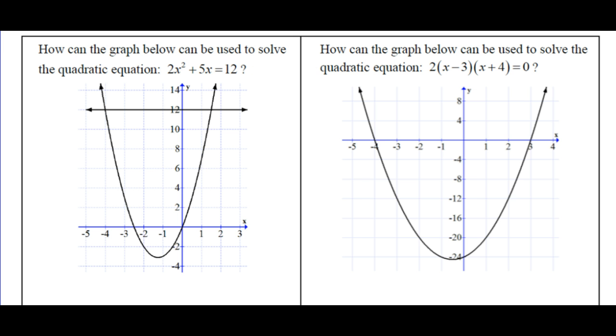Okay, we're caught up. How can the graph below be used to solve the quadratic equation 2x squared plus 5x equals 12? So what are we looking for on this graph? So I want you to, here, you can assume this is y equals 2x squared plus 5x. Okay. So if I have 2x squared plus 5x, how do I solve 2x squared plus 5x equals 12? You don't have to solve it just yet. I just want to know how you solve it.